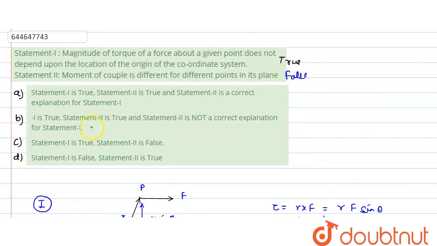So what would be the correct option? The correct option would be that the first is true and the second is false. That means option C is the correct option. Hope you have understood this solution.